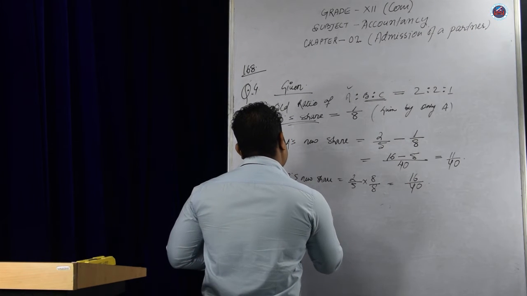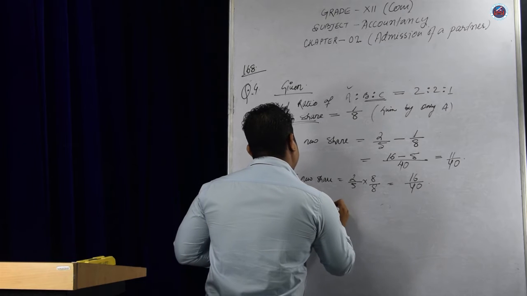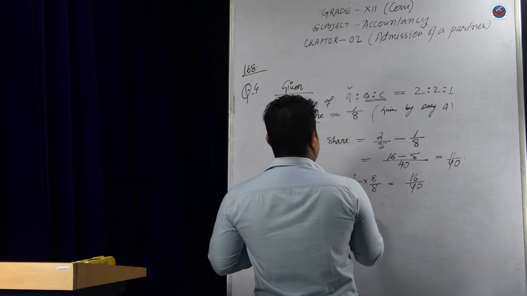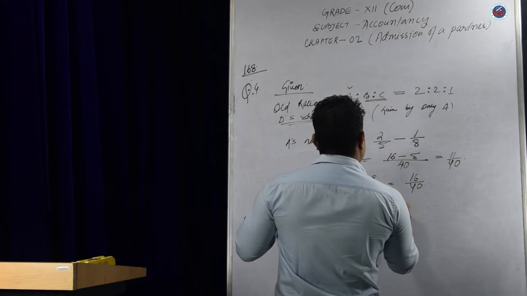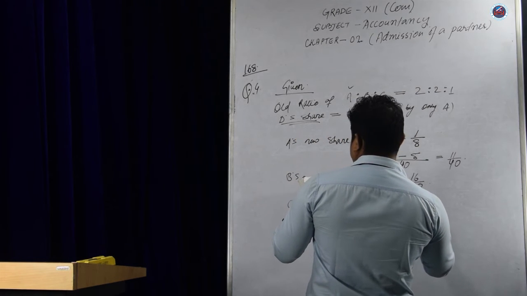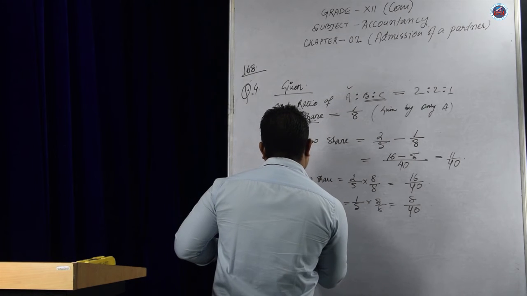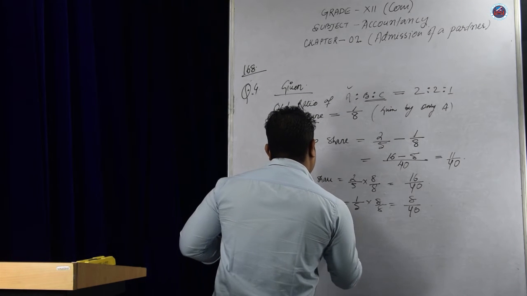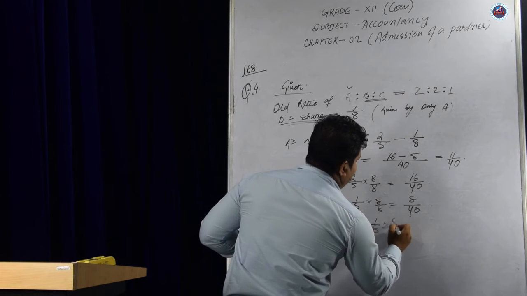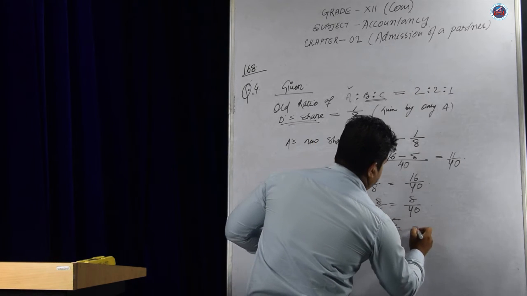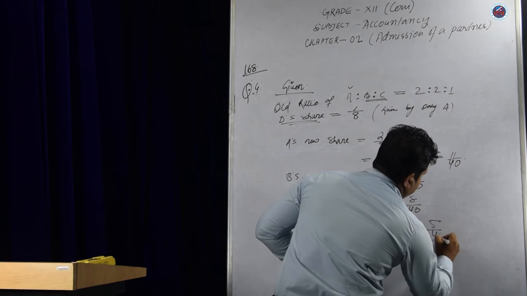Same for C also. C's new share is equal to 1 by 5 into 8 by 8, that is 8 by 40. Now D, we already know, is 1 by 8. To change it, multiply by 5 by 5, that is 5 by 40.